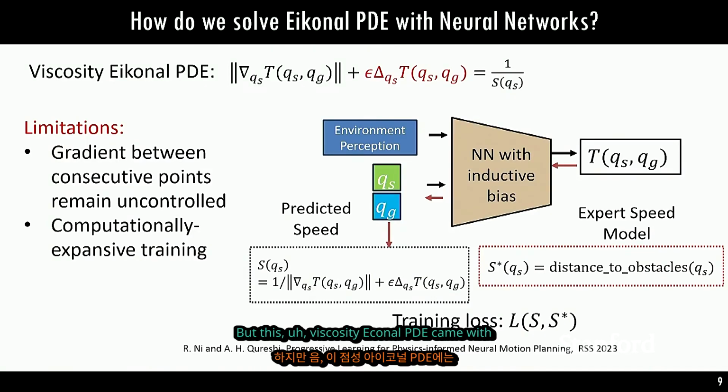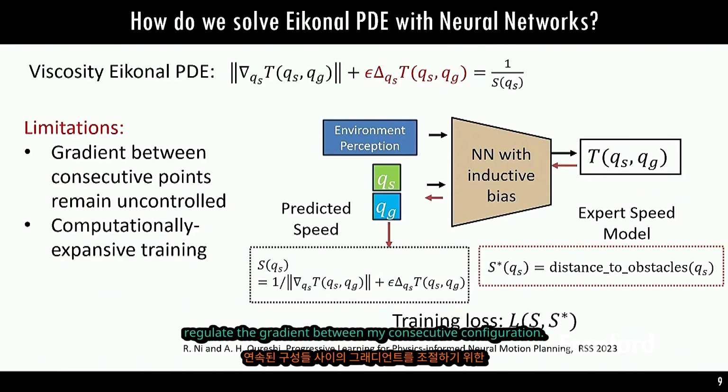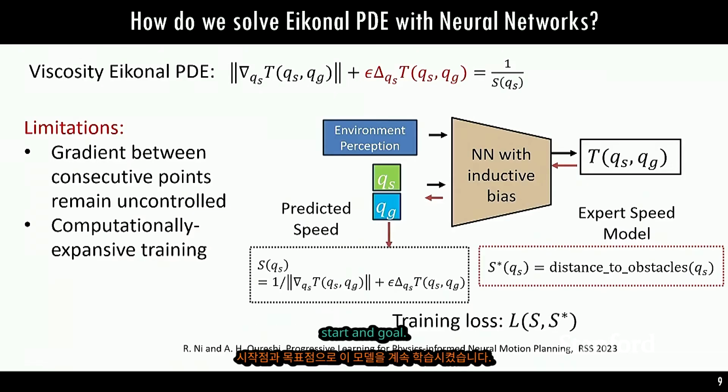But this viscosity eikonal PDE came with a cost. Now I have this double derivative of the neural network with respect to input. So I have this Laplacian. That was very computationally expensive to compute, and training cost went very high. So that again was against the objective that I wanted a model that is very fast to train. But this viscosity eikonal PDE did lead to better performance. However, we still did not do anything to regulate the gradient between my consecutive configurations. We still trained this model on randomly sampled start and goal.